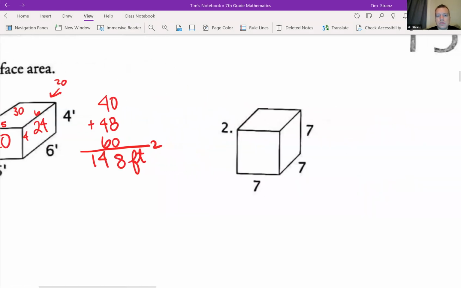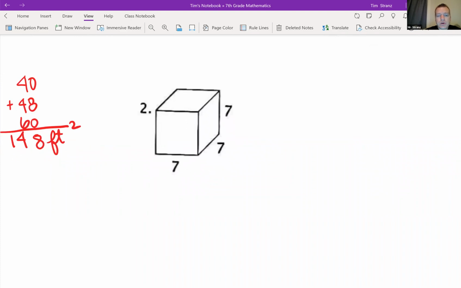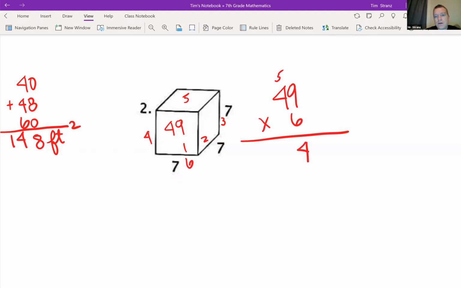Okay, number 2. All right, so these are all 7s, so this one's pretty easy. Each one is going to have a face of 49, right? And if we're talking about a cube, how many sides do we have? We have 1, 2, there's going to be 3 on the back side, 4 on that side, 5 on the top, and 6. So we just got to take 49 times 6, right? 9 times 6 is 54. That's 294 units squared, since there is no inches or feet on this one.